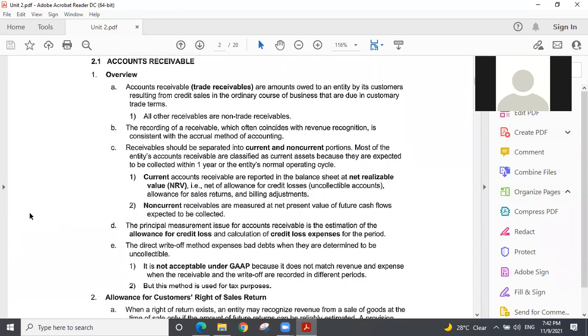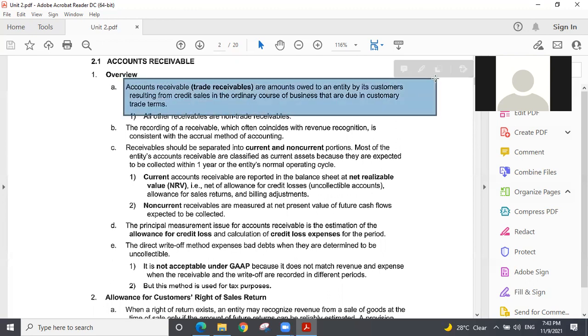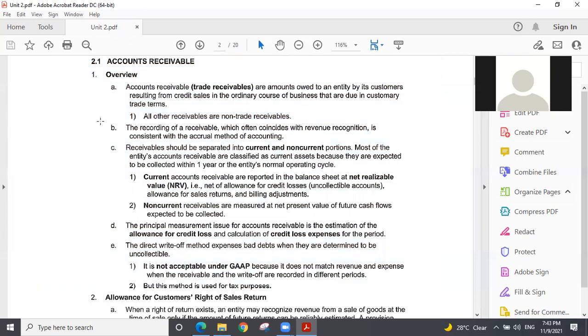Accounts receivable. When we say accounts receivable, it's actually the trade receivables of the company. It might have other receivables like lending to employees. That doesn't fall under the accounts receivable category. Accounts receivable means trade receivables, business receivables. So accounts receivables are amounts owed to an entity by its customers resulting from credit sales in the ordinary course of business that are due in customary trade terms. That means it should have normal business trade terms, like how many days of credit period, and if it is not fulfilled within a particular date, how much is the interest charge you are going to pay. You are supposed to collect from the customers. And all other receivables are non-trade receivables.